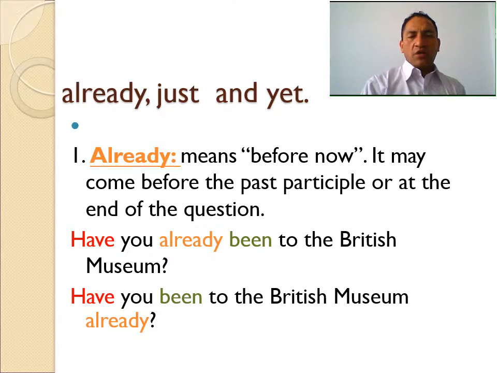Already means before now. It may come before the past participle or at the end of the question. Example, have you already been to the British Museum? We have the expression already at the beginning. Next example, have you been to the British Museum already? So this word already goes in the final part of the sentence, as you can see.